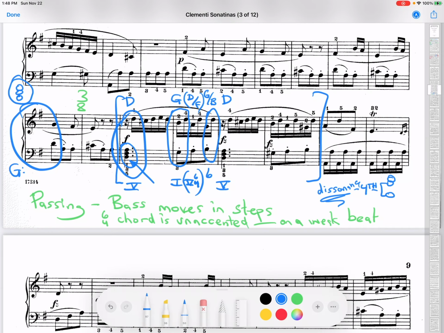If I play this C, the F is dissonant above it. Okay, so here it is, the 5/6/4. I'm putting it in parentheses. Let's look at this next measure here that has another 6/4 chord in it.